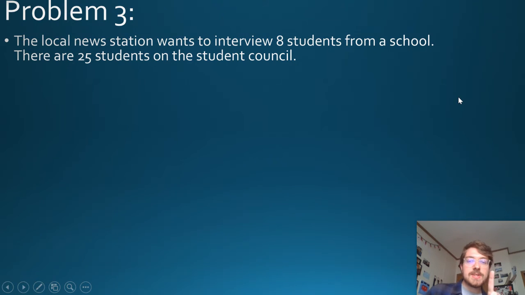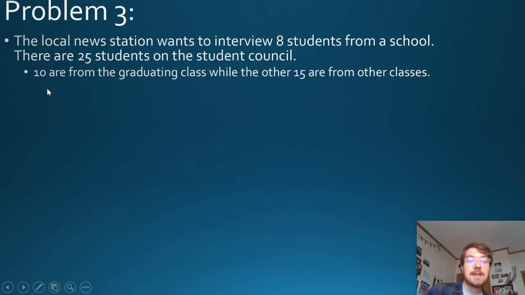Here's the thing though. 10 of the people on the student council are from the graduating class, and 15 are from other classes. So it's kind of assumed that the seniors make up the lowest majority, while freshmen, sophomores, and juniors make up a much bigger majority of this student council. So that's kind of the figures going on in this case.